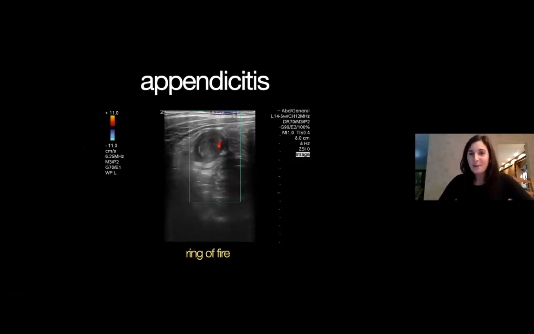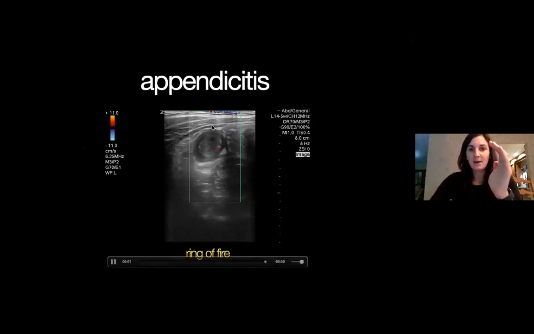So the ring of fire. If you put some Doppler flow, so you put on your color flow, you just take the box right above what you think could be the appendix or appendicitis, and then this is what you're looking at. So you can see how there's a ring of fire. Your submucosa is actually lighting up, just like a ring of fire. That is a sign of appendicitis. It's a supportive sign. It's not a diagnostic criteria.